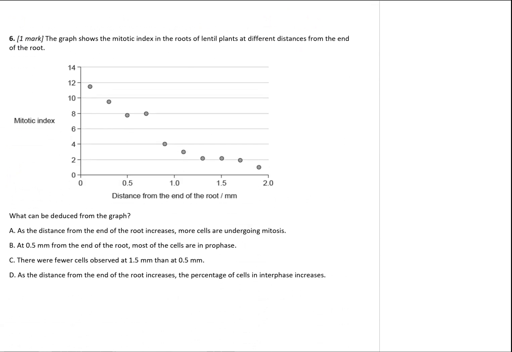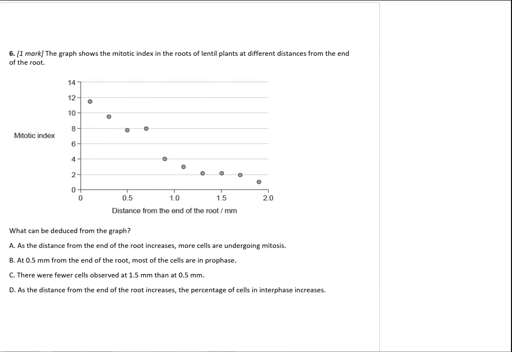Okay, so question 6. Look at the graph. The mitotic index and the roots of the lentil plants are different distances from the end. So as the distance from the end of the root increases, the mitotic index decreases. Okay, so what are we looking at here? So as the distance from the end of the root increases, more cells are undergoing mitosis. No, that's the opposite. At 0.5 millimeters from the end of the root, most of the cells are in prophase. No idea, can't tell that.